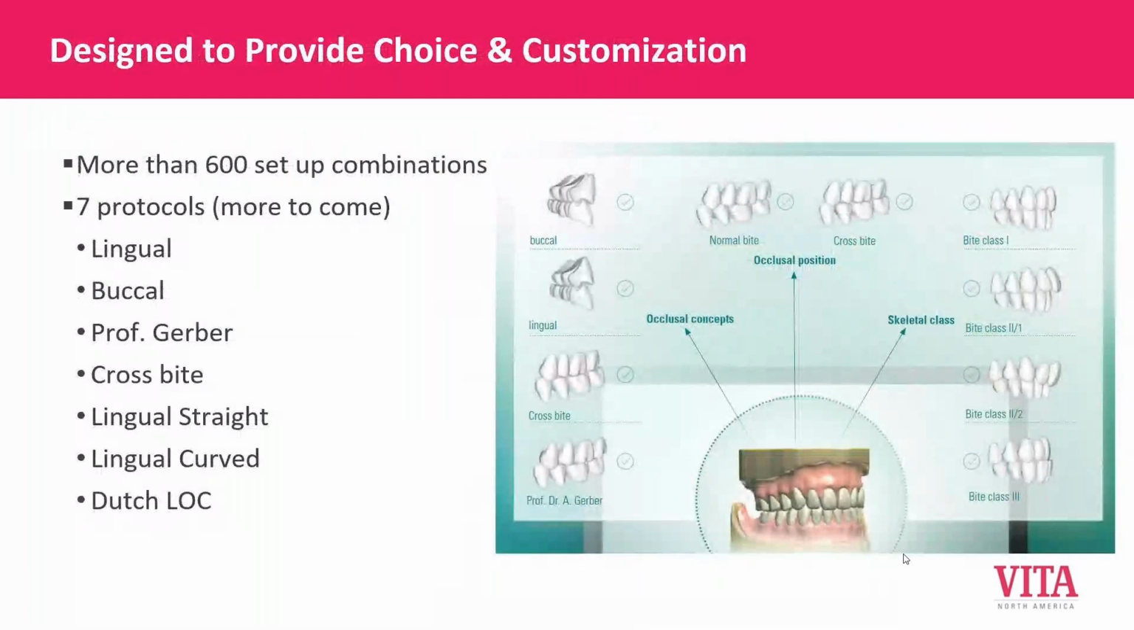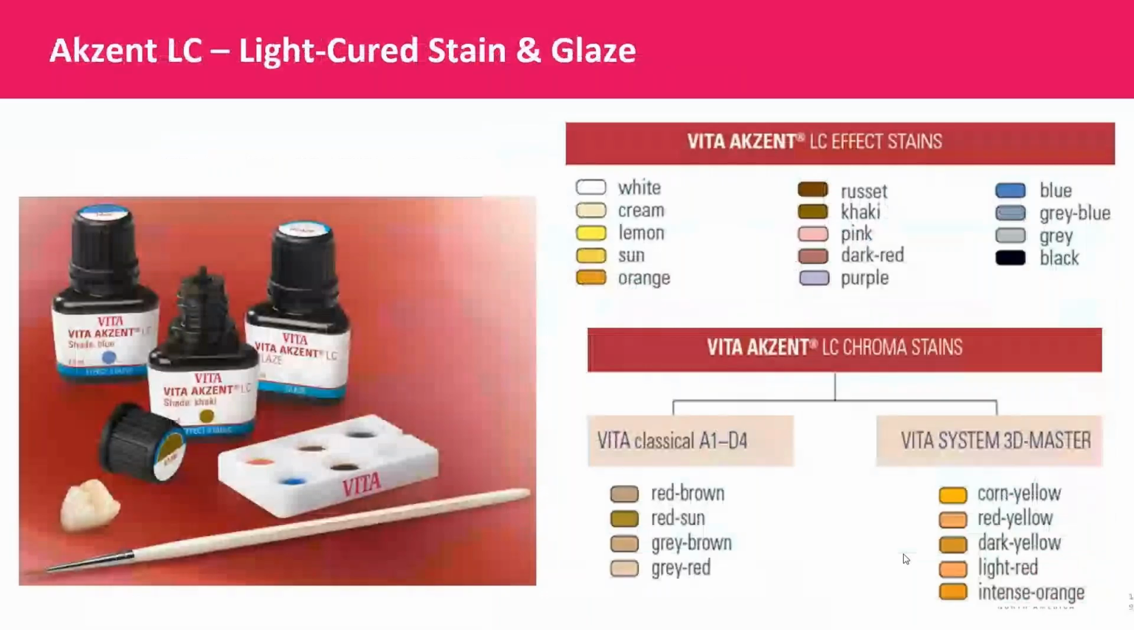Now this is the cool part about the library itself, whether you're using the Vigo or the exportable version, because we don't have just the teeth in there. We also have them pre-set up in different setup combinations. Okay, so you can do them lingualized, buccalized, crossbite. You can do them lingual straight, curved. The Dutch LOC. There's a couple of these that are in there for some of our European customers that they requested, specifically the Dutch LOC and the lingual straight. So you can kind of mix and match for over 600 different setup combinations, which is pretty cool. All right, we'll come back to that part.